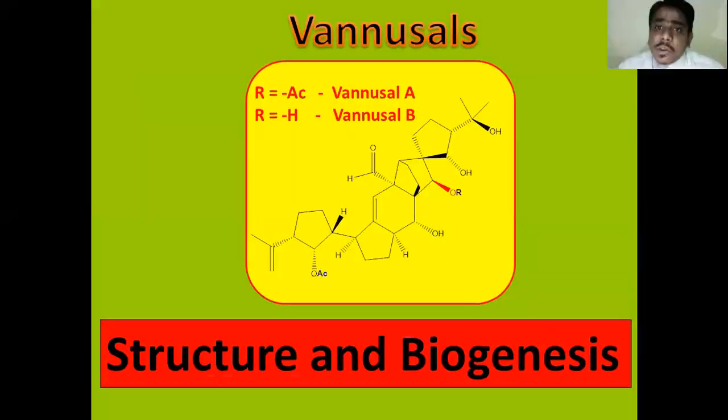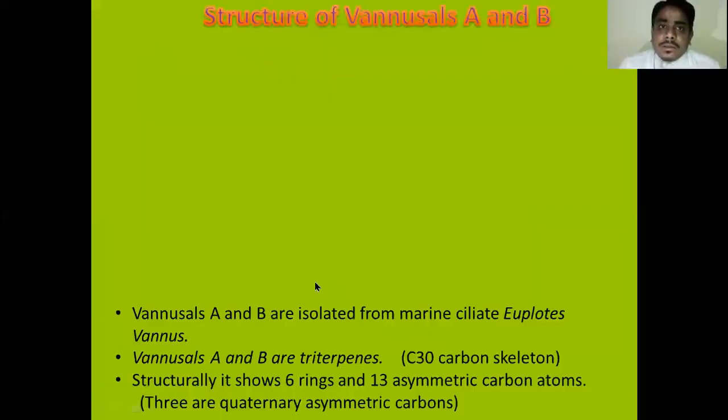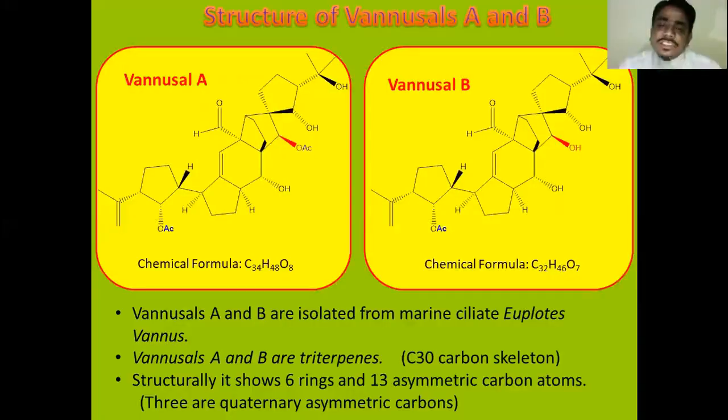There are two molecules, Vannusal A and Vannusal B. Both differ in this R group. Vannusal A contains one extra acetate group, while Vannusal B contains only one acetate group. Vannusal A and B are isolated from the marine ciliate Euplotes vannus, and these two are triterpenes because they contain 30 carbon atoms. This is the structure of Vannusal A and Vannusal B.